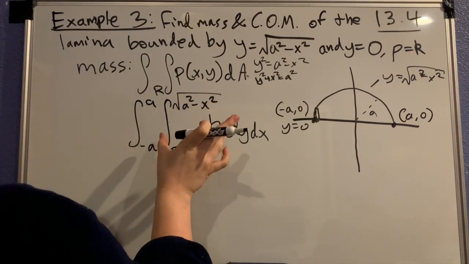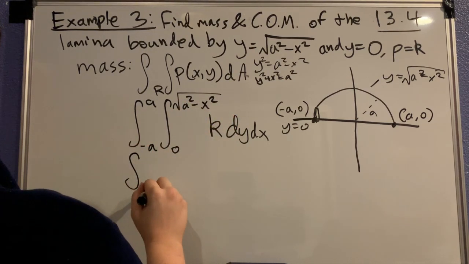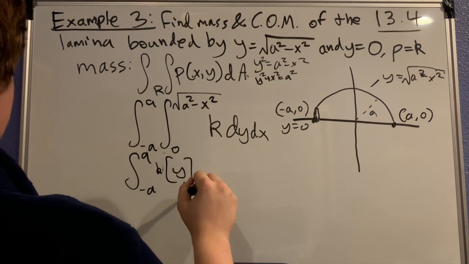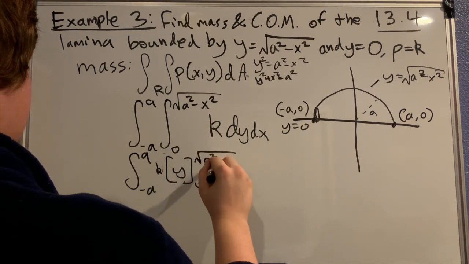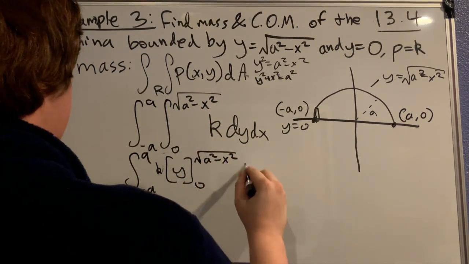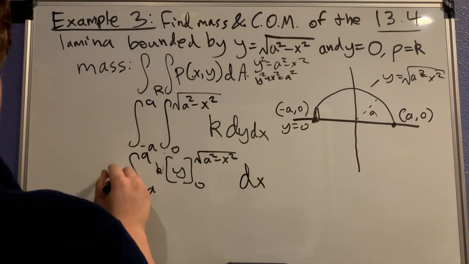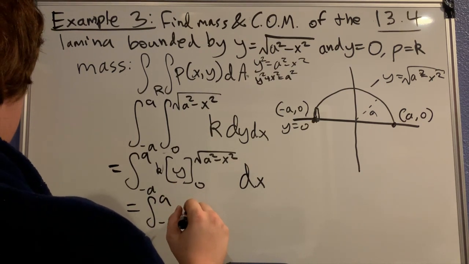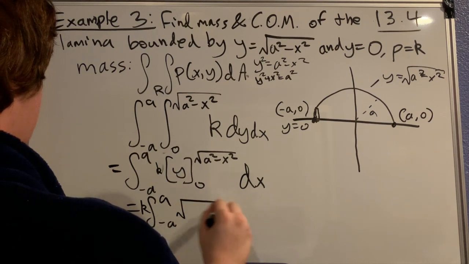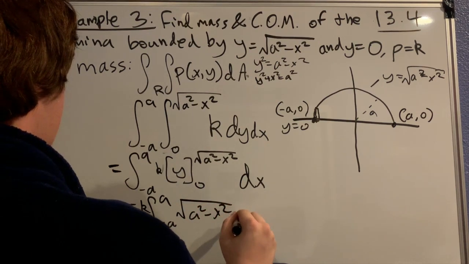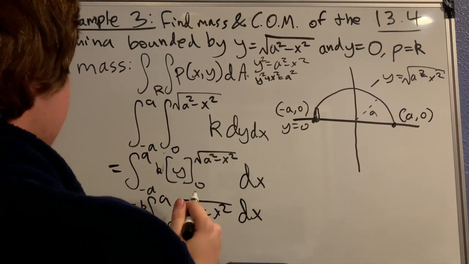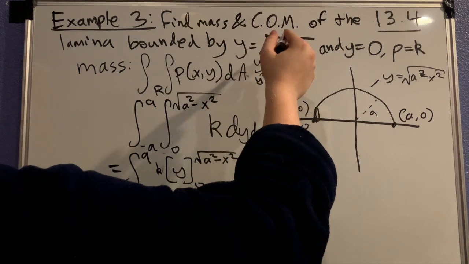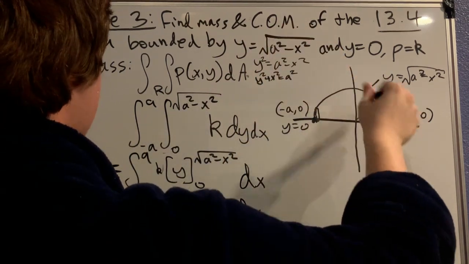So first integrate the center, which would look like this: y from 0 to the square root of a squared minus x squared, and with respect to x, the integral from negative a to a of k times the square root of a squared minus x squared dx. Now this looks pretty terrible, right? Pretty bad. The thing is, that function was just a semicircle.